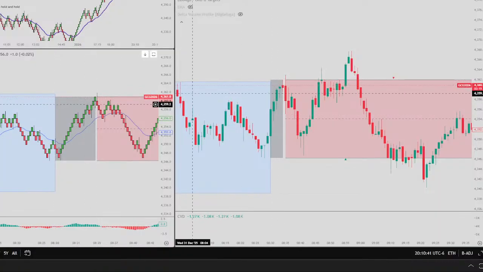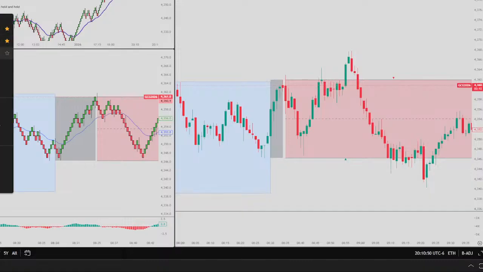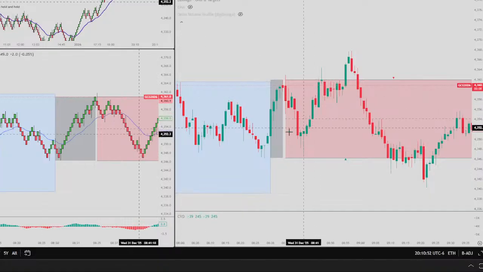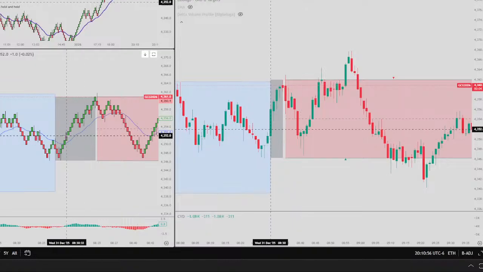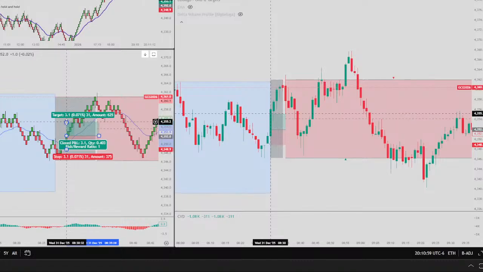You don't have to stay in the entire move. You actually really don't have to. You could stay in, let's put this here. You don't have to stay in the full move. Say you enter here. Okay.